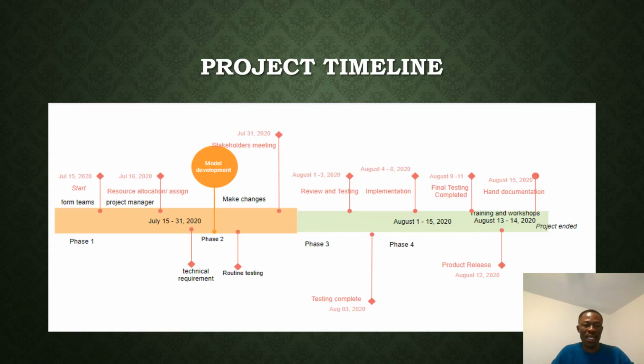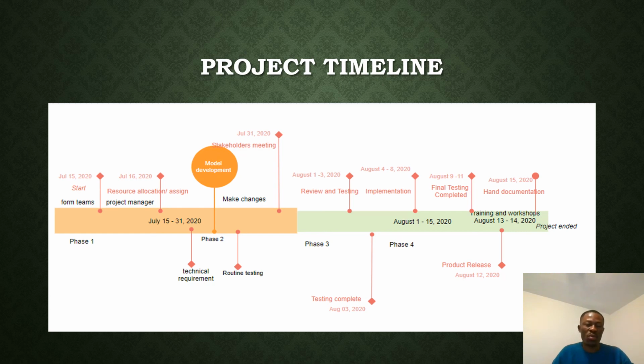Project timeline. So when you look at the project timeline, this project takes effect from July 15th, 2020 to August 15th, 2020. It's 4 weeks, that's a 1 month project. And then, because of the methodology used, some of the periods overlap a little bit.